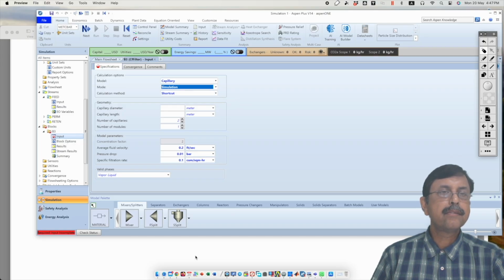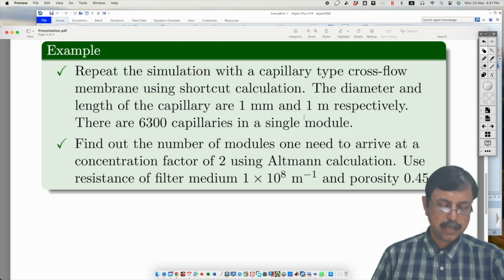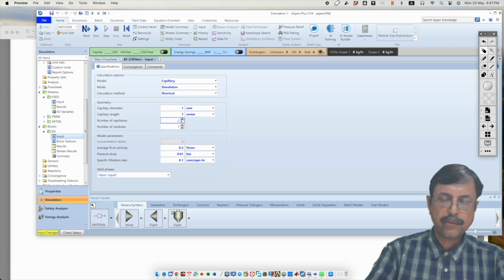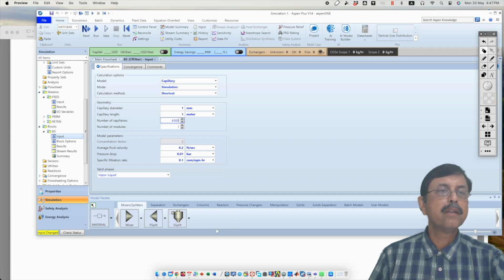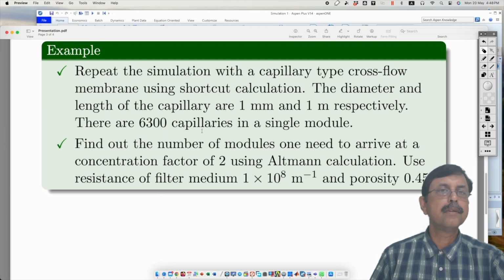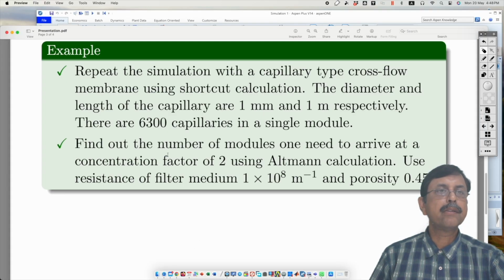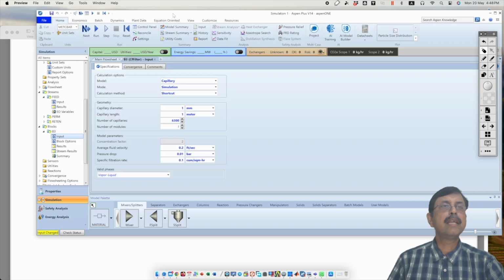So diameter is 1 millimeter. It is 1 meter length. So 1 millimeter and 1 meter length. There are 6,300 such capillaries, okay, in a single module. So one module has been given. Other model parameters are left as they are because nothing has been said over here. So we will keep them like that. And let us run it.